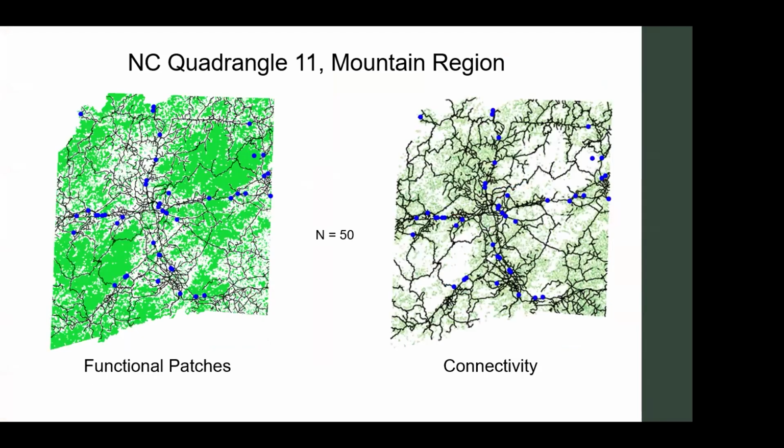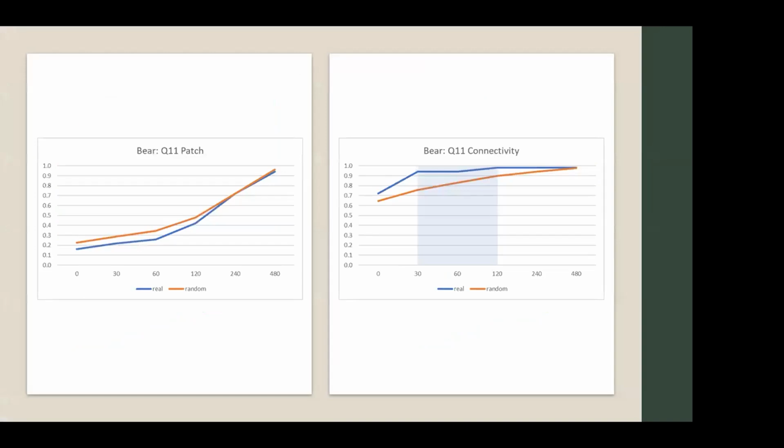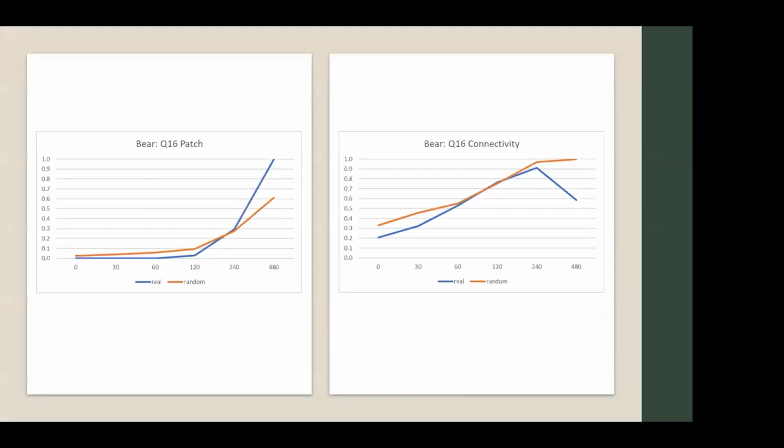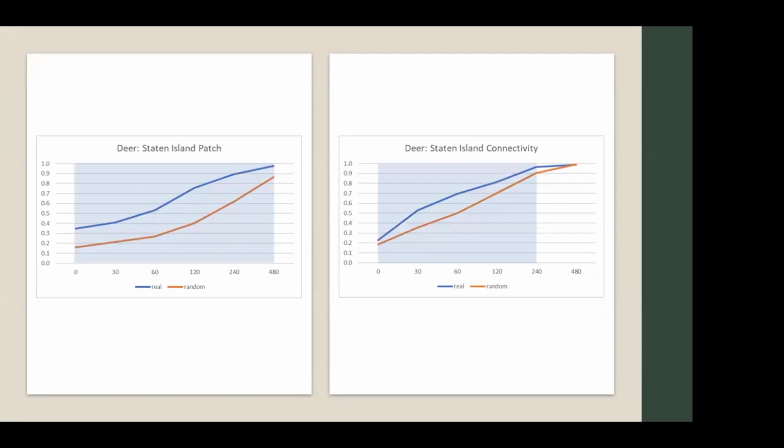And then this is your North Carolina Quadrangle 11 mountain region. Some pretty strong patches, but the connectivity was a little bit more diffuse than Onondaga County. But you can see that although there wasn't statistical difference in the patches, the Quadrat 11 connectivity was statistically significantly different. Essentially, the real points were more correlated with connectivity than the random points for several of the distance classes. And then Quadrangle 16, our example coastal region, was very diffuse, not really anything specific happening in any one location, and nothing really showed up in the patch or the connectivity statistical significance.